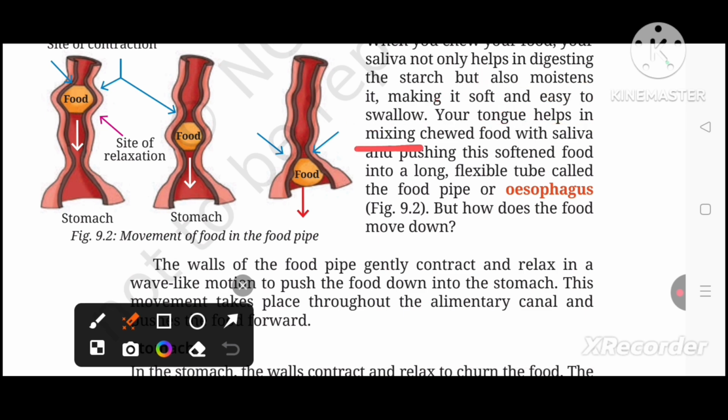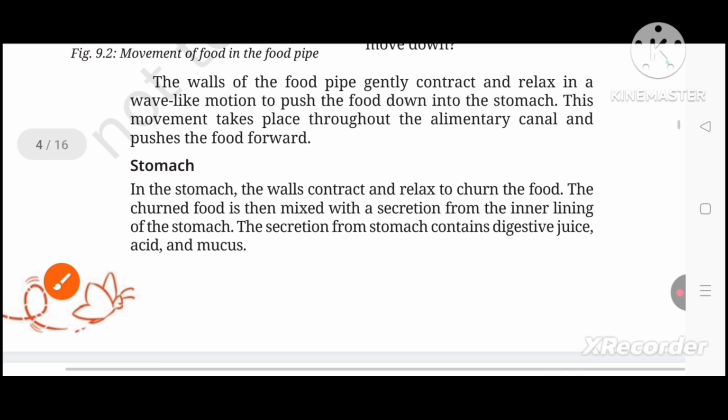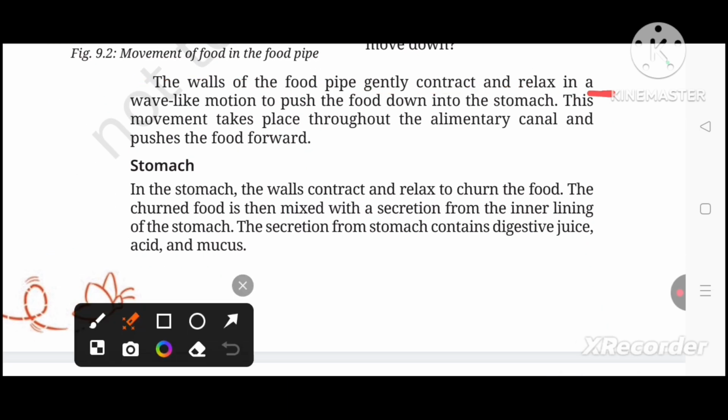Your tongue helps in mixing the chewed food with the saliva and pushing this softened food into a long flexible tube called the food pipe or the esophagus. But how does the food move down? Let us investigate. The wall of your food pipe gently contracts and relaxes. It contracts, relaxes, contracts, relaxes in a wave-like motion.